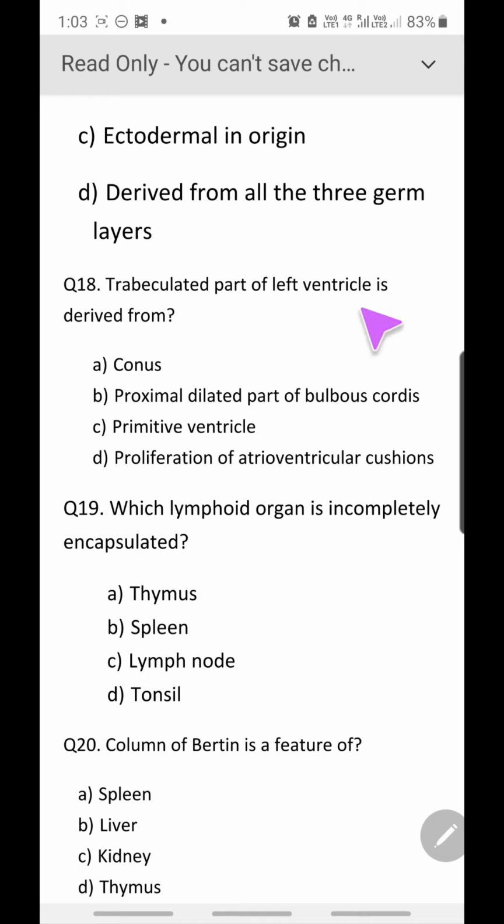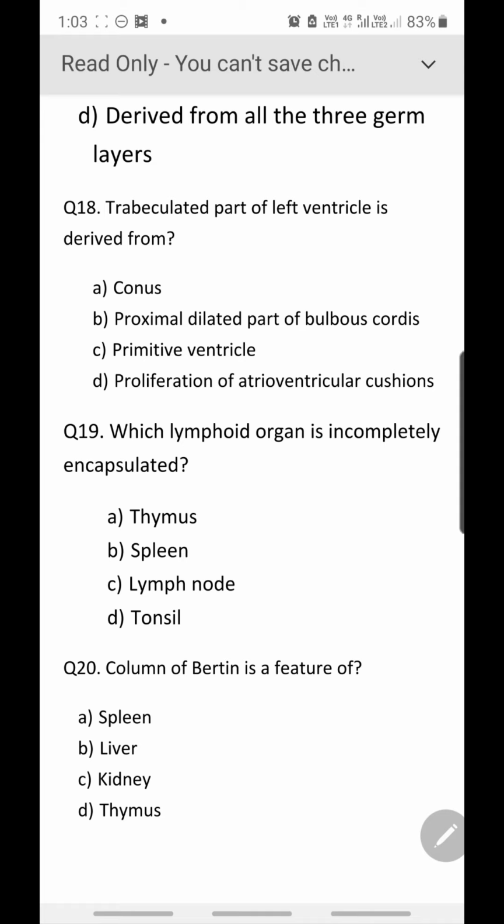Then question number 18. Trabeculated part of the left ventricle is derived from conus, proximal dilated part of the bulbous cordis, primitive ventricle, proliferation of the atrioventricular cushions. Got it? So, the answer is primitive ventricle. Okay.